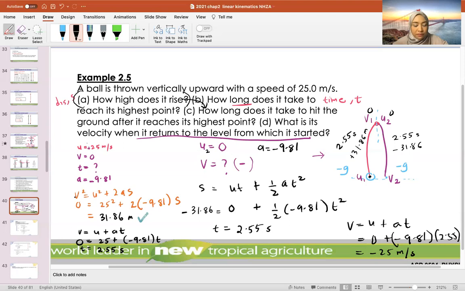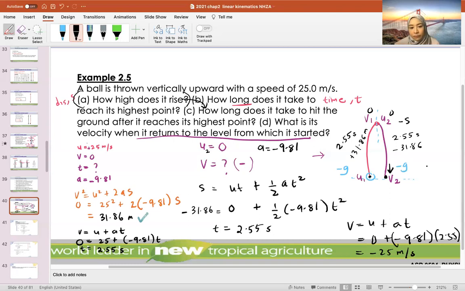Okay, so kita pakai equation V squared equal to U squared plus 2AS, and we found out that the S is a positive 31.86, and then kita found out the time. Going down, our S has to be negative for the equation to make sense. Therefore, kita akan dapat T yang sama, and our final velocity when the ball reaches the same level on which it was thrown is minus 25 because now the ball punya direction is going down. Walaupun velocity sama, tapi direction of the ball is going down, so it has a negative sign.